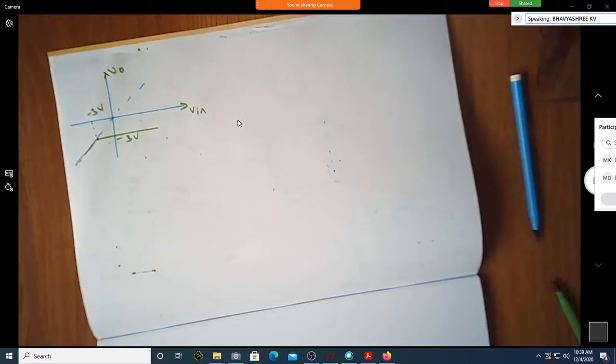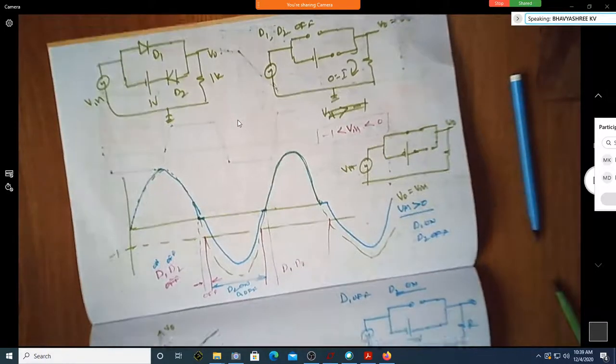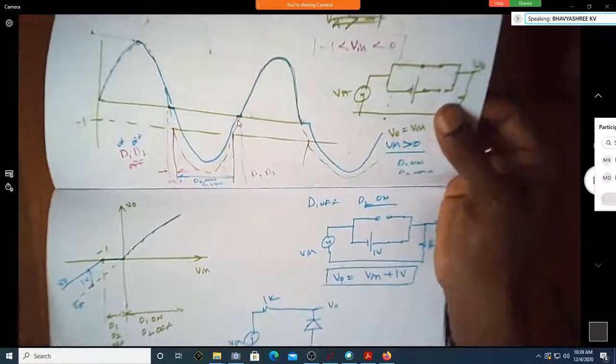Sir, explain the previous circuit again, sir. Perfect. Where do you need the explanation?